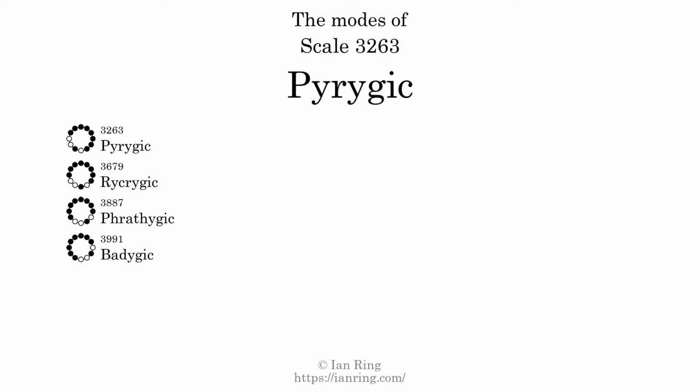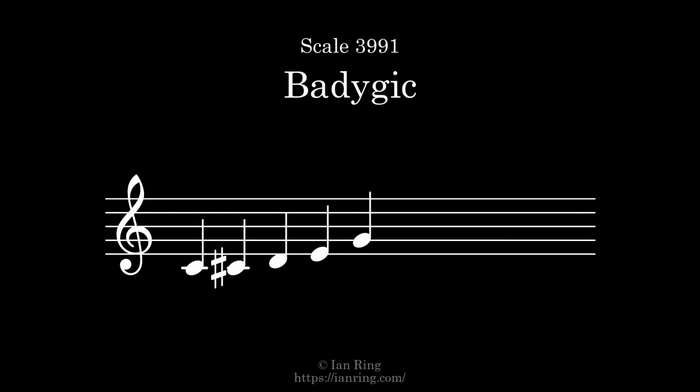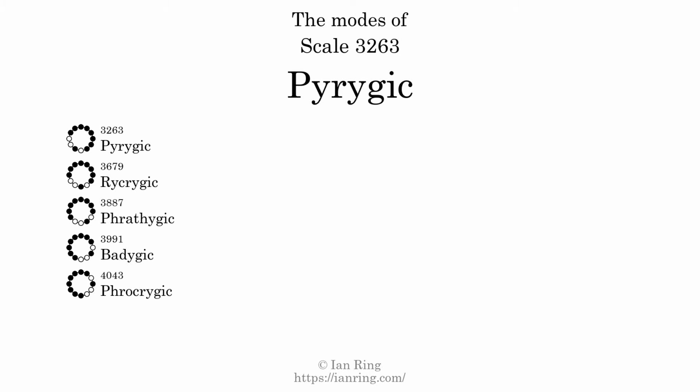The fourth mode is scale 3991, also known as Phrygian. It sounds like this. The fifth mode is scale 4043, also known as Phrygian. It sounds like this.